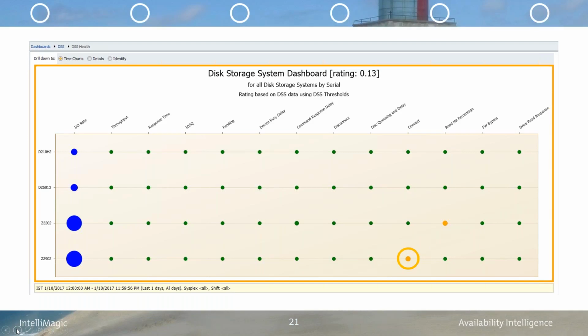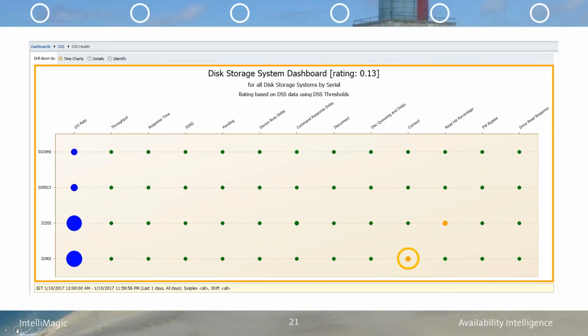Then we have a bunch of green dots, some blue dots, and a couple of yellow dots in this case. The blue dots indicate only the intensity, in this case the I/O rate. We're only telling you how intense the I/O coming from the storage is. We have two that are fairly intense and two boxes that are not that intense. All the green dots are there to tell you that things are healthy, that nothing is out of the ordinary on those metrics.